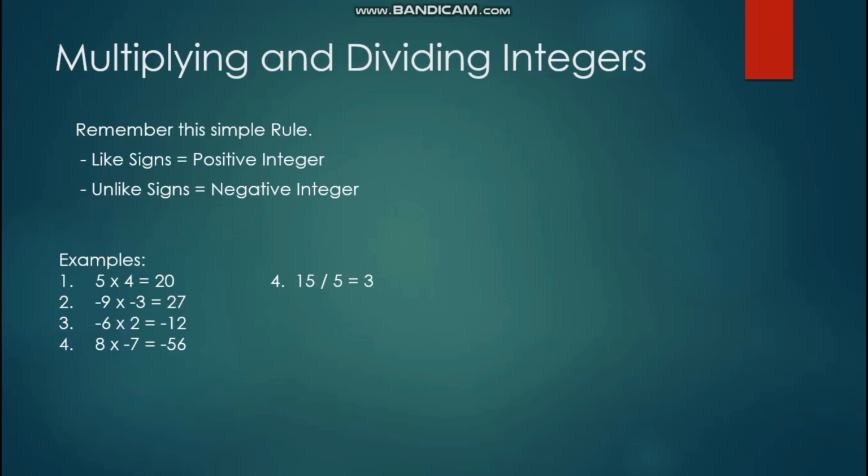15 divided by 5. Since both are positive, our quotient here is positive 3. Negative 49 divided by negative 7. Both are negatives, so our quotient here is positive 7. Negative 16 divided by 4. Unlike signs, so our quotient here is a negative integer, which is negative 4. 28 divided by negative 2. Again, unlike signs, so our quotient here is negative 14.